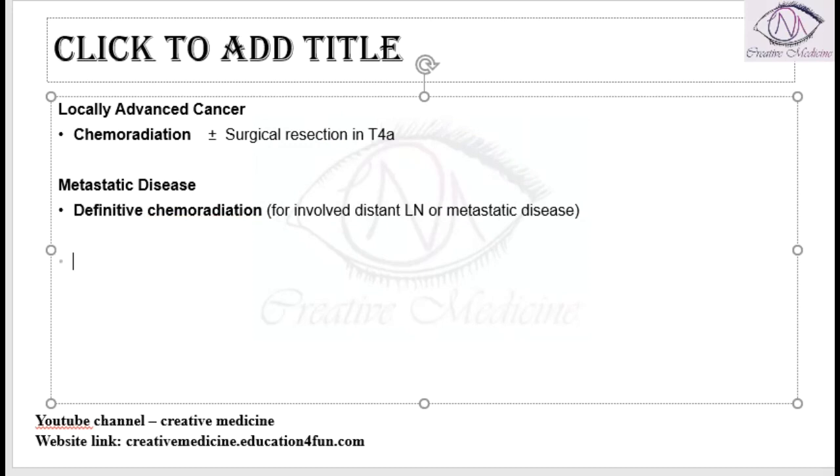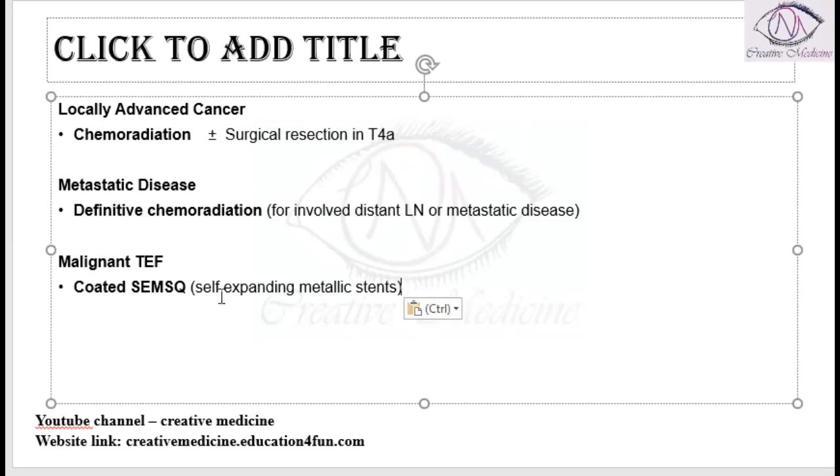Now, if the patient has a malignant tracheoesophageal fistula, you should clear the tracheoesophageal fistula. So in such cases, self expanding metallic stents are recommended in malignant tracheoesophageal fistula.